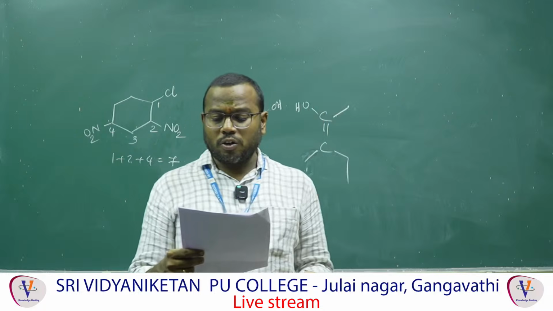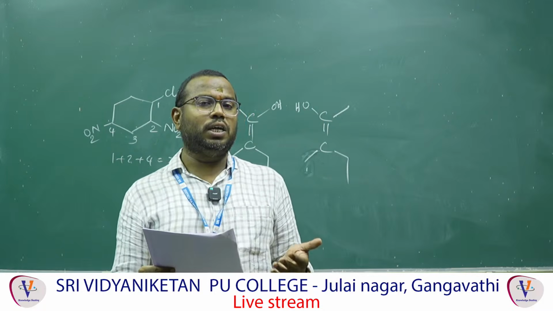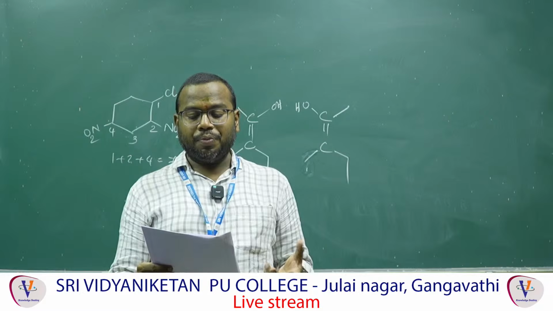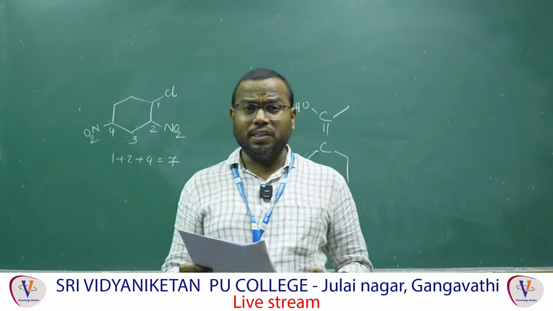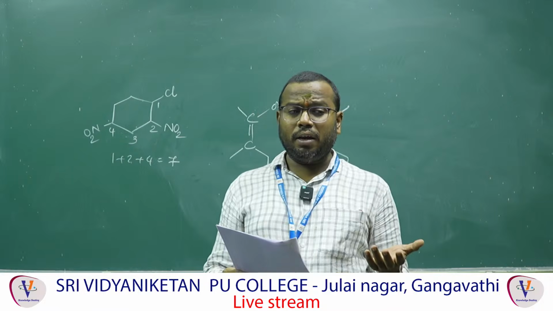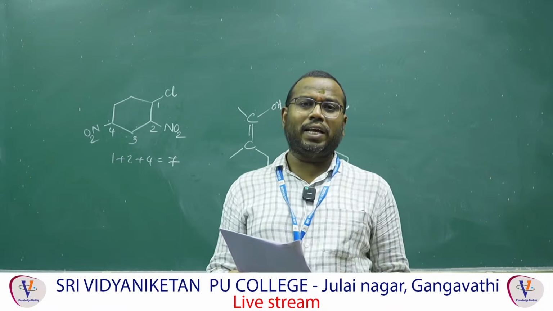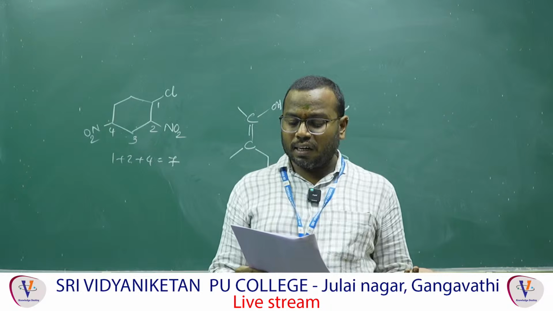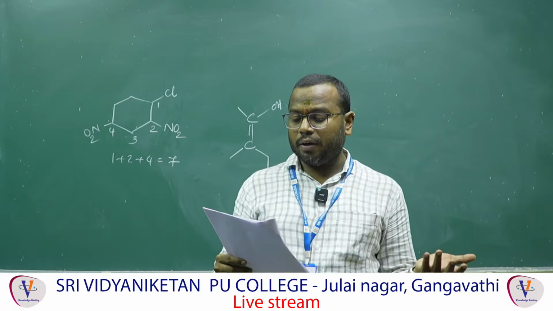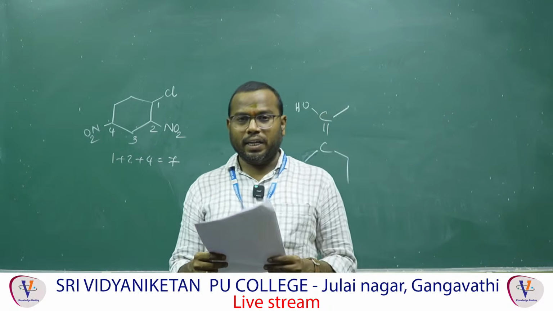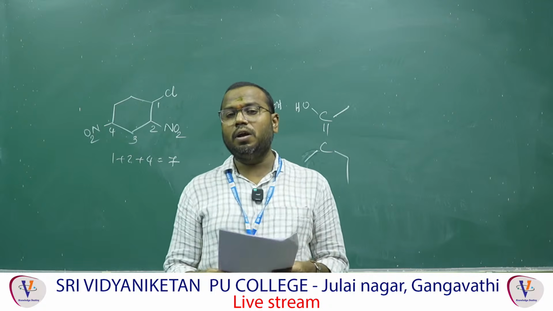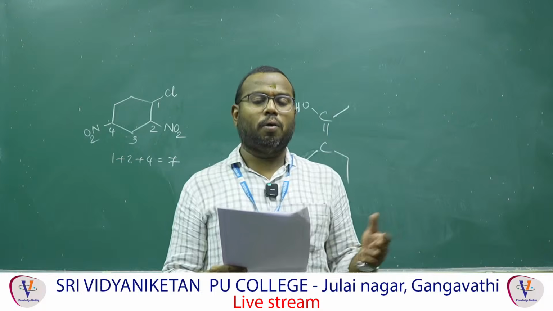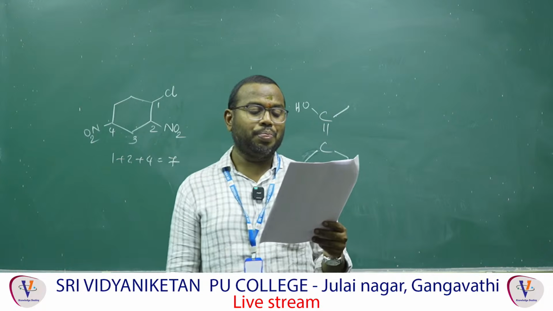49th question. The correct order of bond strength of halogen acids is, again, when it comes from fluorine to iodine, the size increases. The size increases, so bond strength decreases. As a result, thermal stability also decreases. Acidic character increases, reducing character increases. Therefore, option 1 is correct answer.